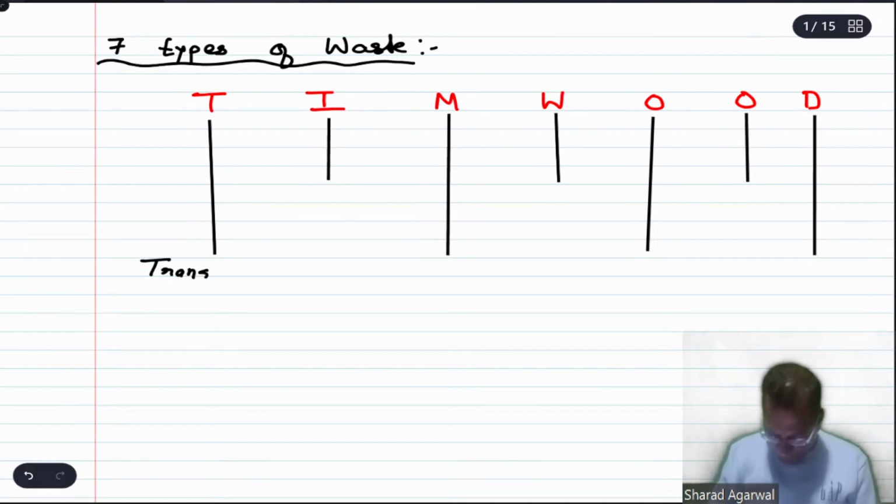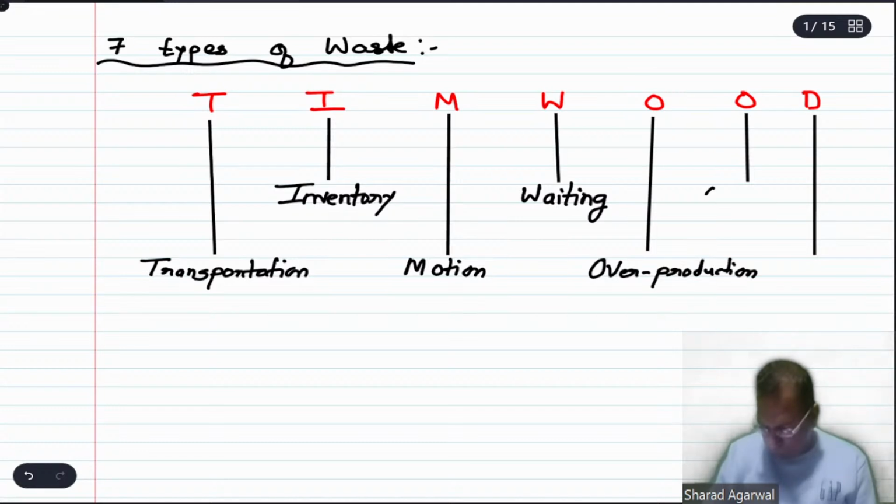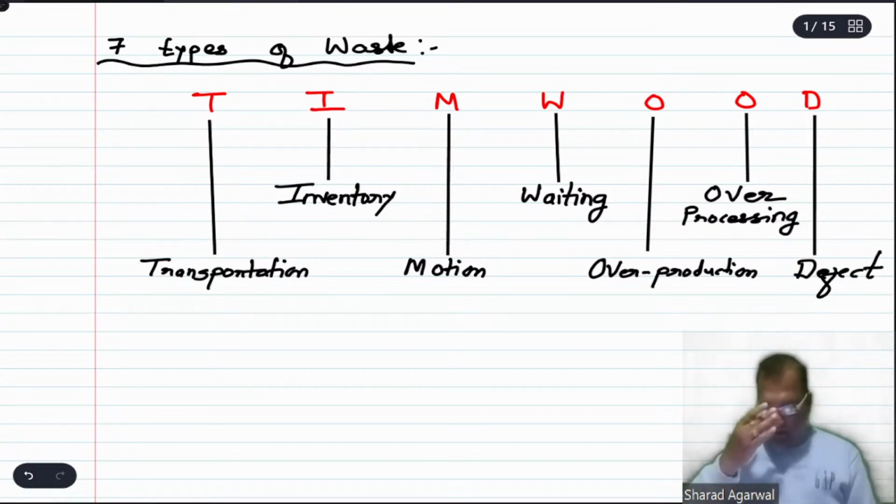transportation. I stands for inventory. M stands for motion. Waiting. Overproduction. Overprocessing. And the last is defect. There are 7 types of waste.